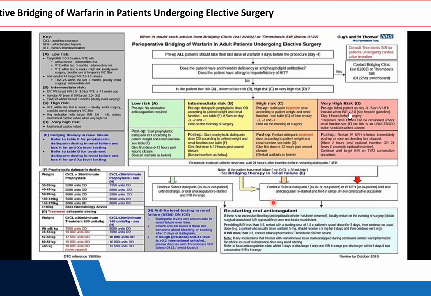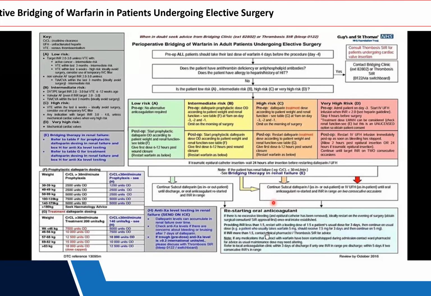Then once the surgery is done, we should know when to restart. Usually, once the epidural catheter is removed, and if there is no risk of any bleeding, then we'll start the oral anticoagulant again. We should know what dosage of warfarin is required in the post-operative period for restarting.